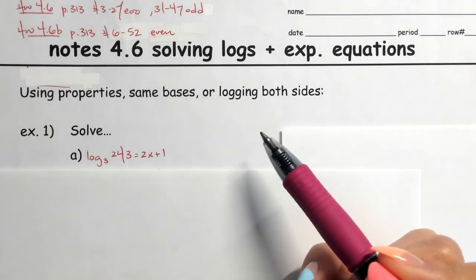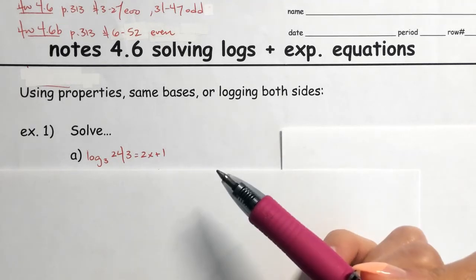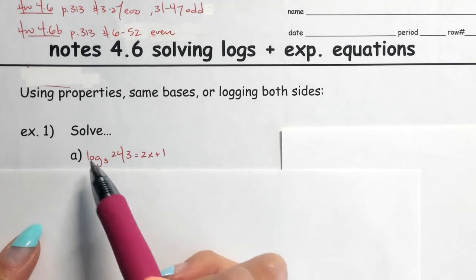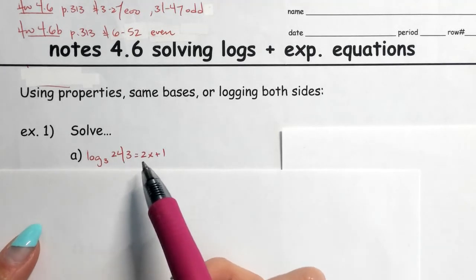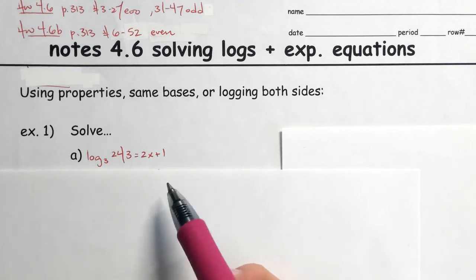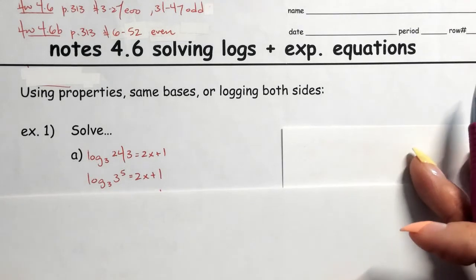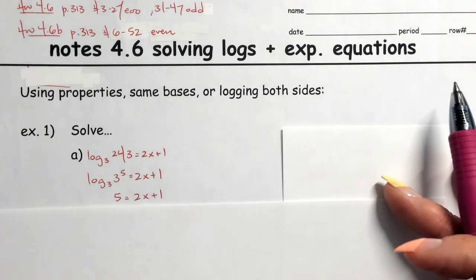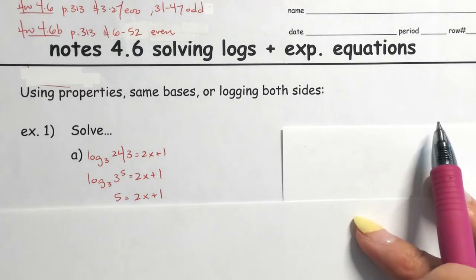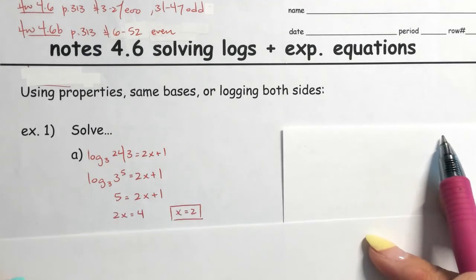I'm not going to tell you what to do, but this is one way you can do it. So I would say you want to write that down, and you're solving log base 3 of 243 equals 2x plus 1. What would you do first? Go ahead and do it and see if it's something like this. Whatever you do, you're going to get 5 equals 2x plus 1. And then you're just solving for x, and x equals 2.